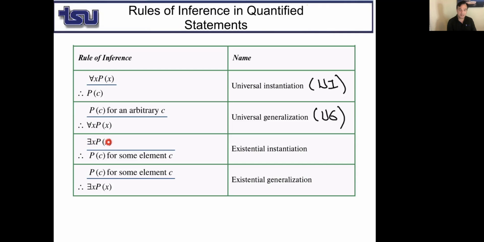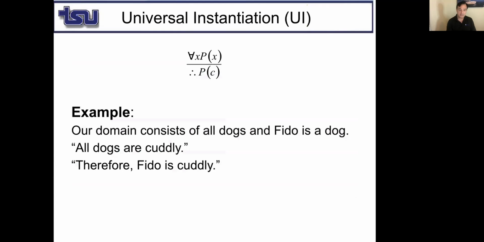And what does this say? For some x, P(x) is true. Well, it is what it is. So P is true for some element c. That's existential instantiation. And then what does this mean? If P is true for some element c, that means there is an element in the domain for which P(x) is true. This is trivial, actually. Existential generalization, okay? That's basically what it is.